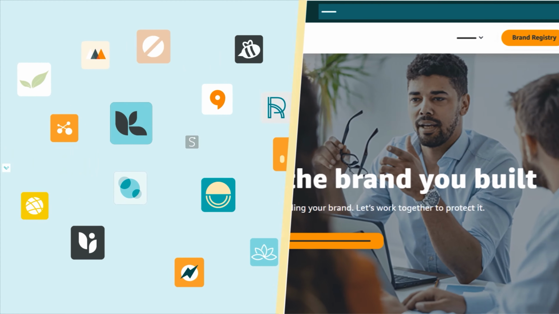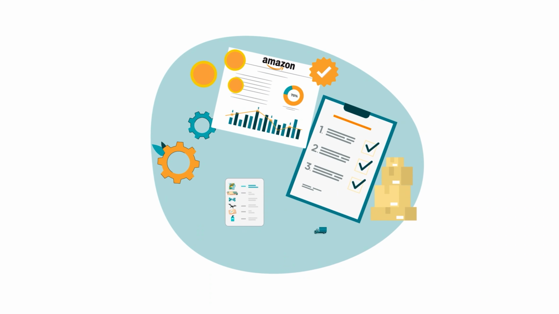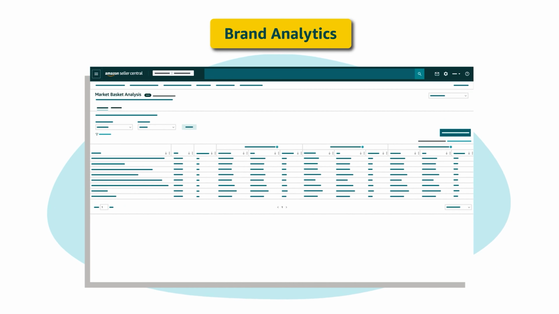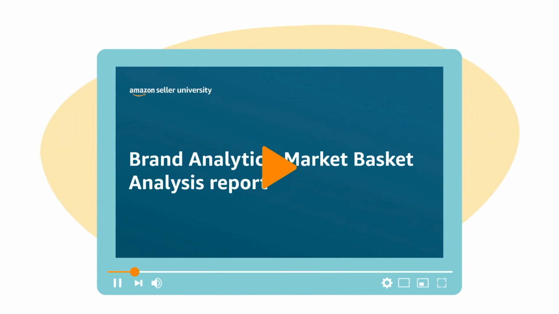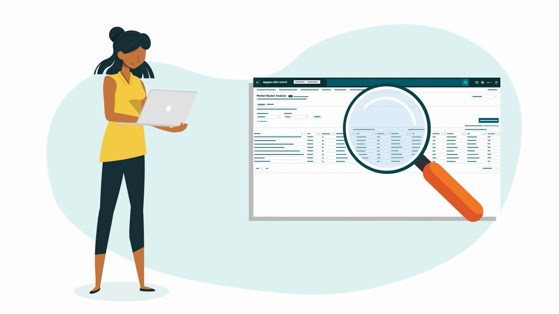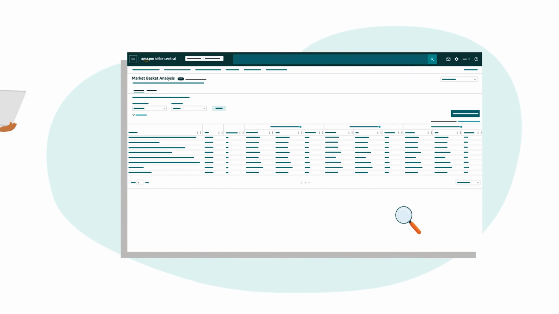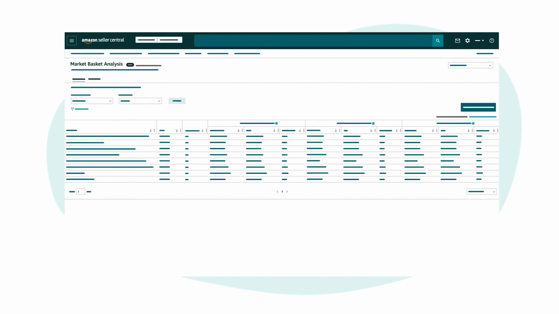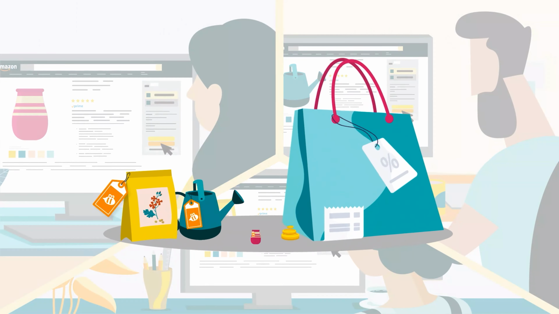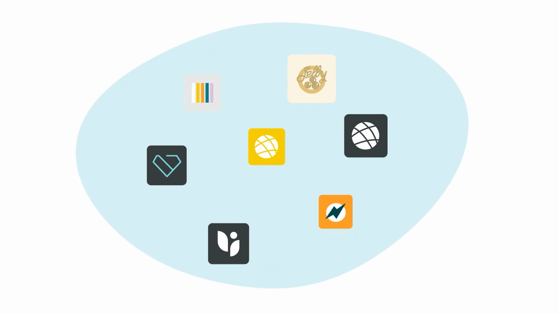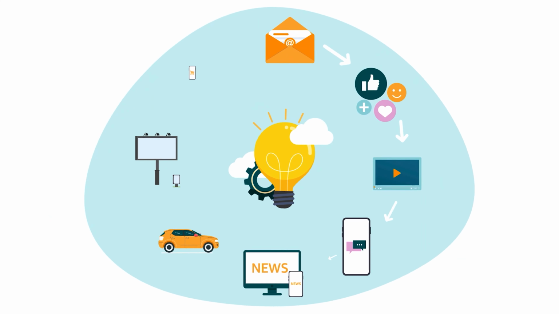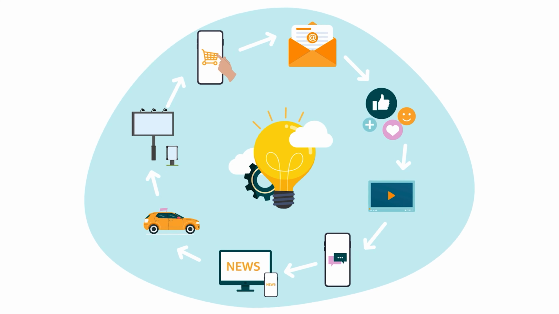Brands enrolled in Amazon Brand Registry enjoy access to a suite of additional selling benefits, including the Brand Analytics tool in Seller Central. In this video, we'll review the features and functionality of one of the reports you'll find in Brand Analytics, Market Basket Analysis. This report displays products that customers have purchased in combination with a brand's products. It can help brands identify opportunities to bundle their own products, or they can use it to assess cross-marketing opportunities.